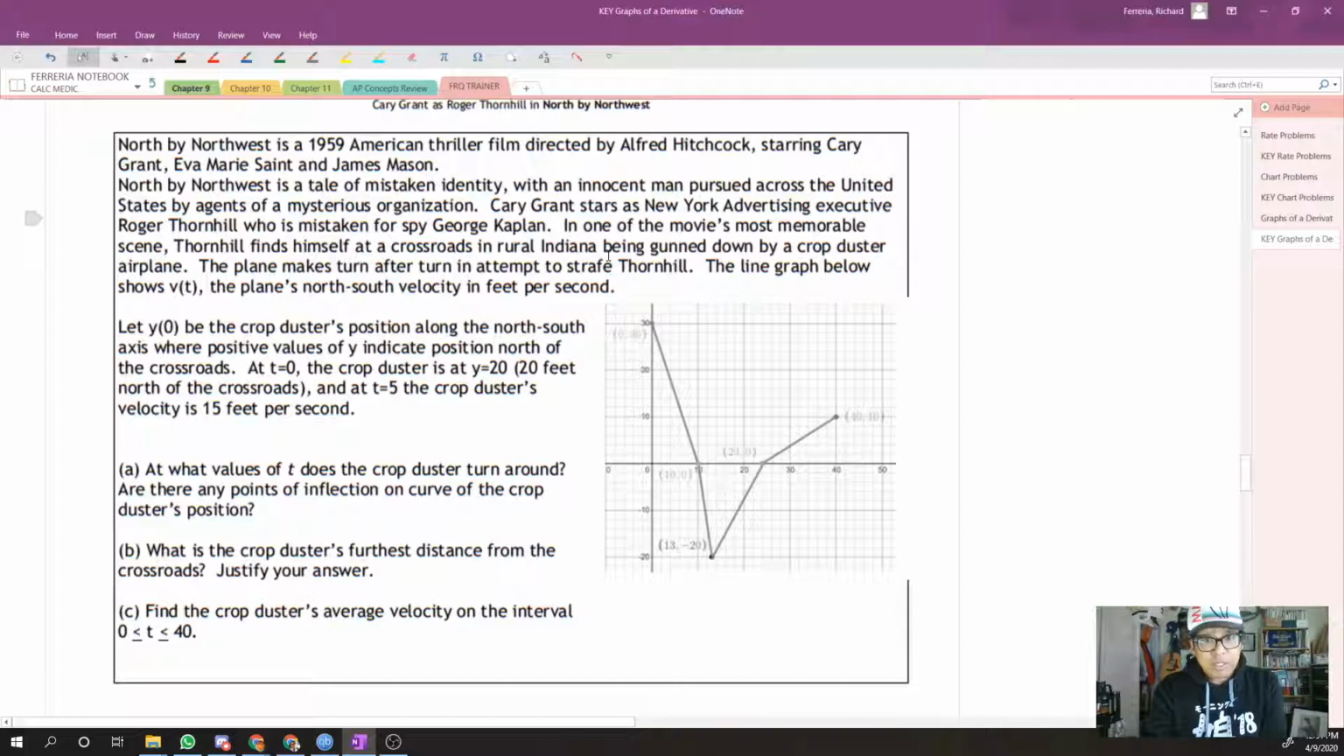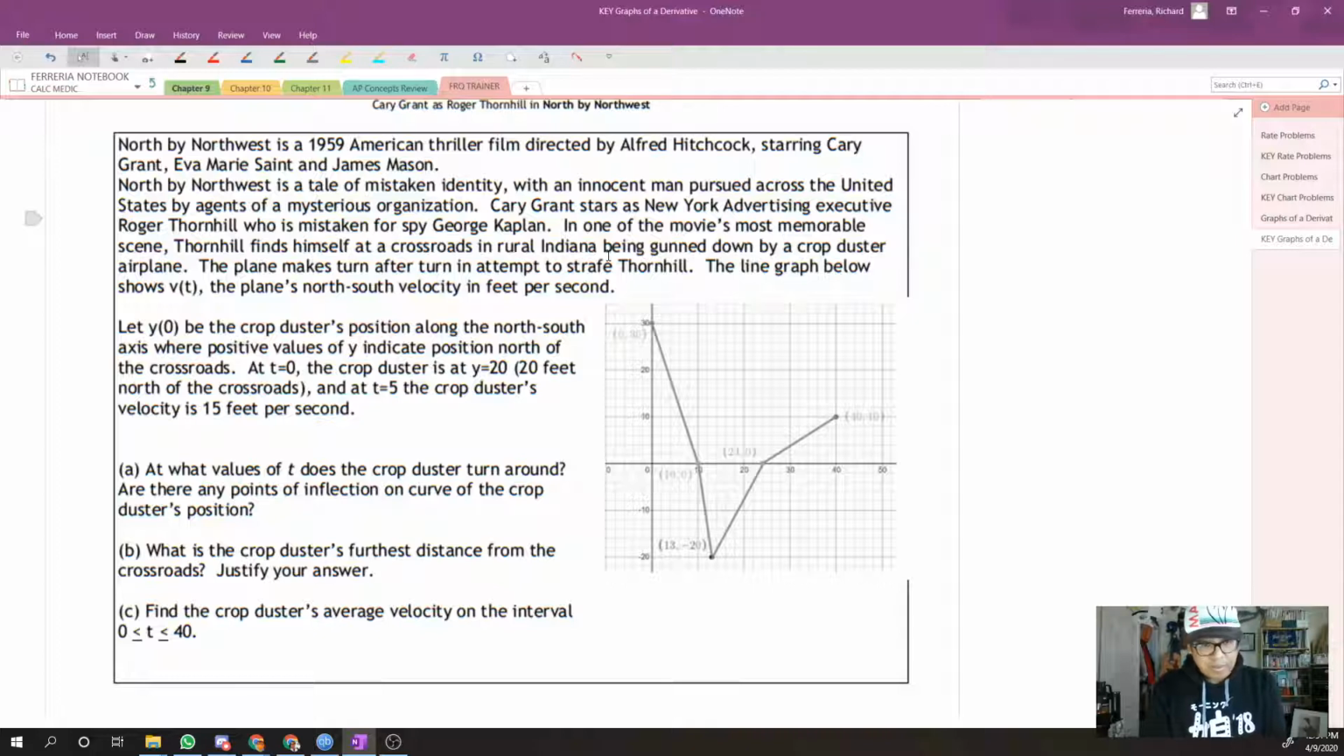This is pretty much the same setup as yesterday, but we'll just read through the problems. It's the same graph and everything. A. At what values of t does a crop duster turn around? Are there any points of inflection on the curve of the crop duster's position? B. What is a crop duster's furthest distance from the crossroads? Justify your answer. And C. Find the crop duster's average velocity on the interval from 0 to 40.